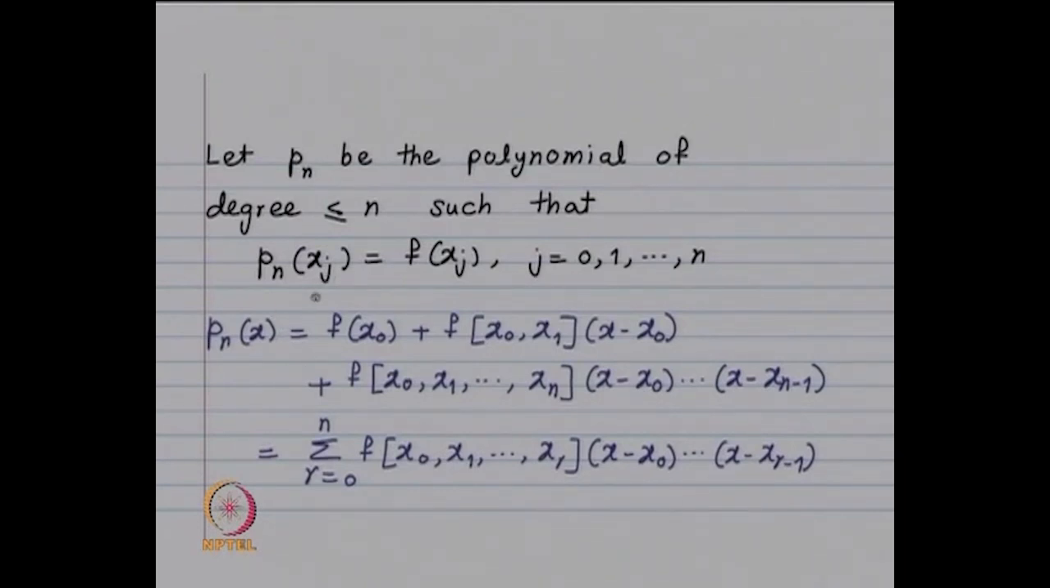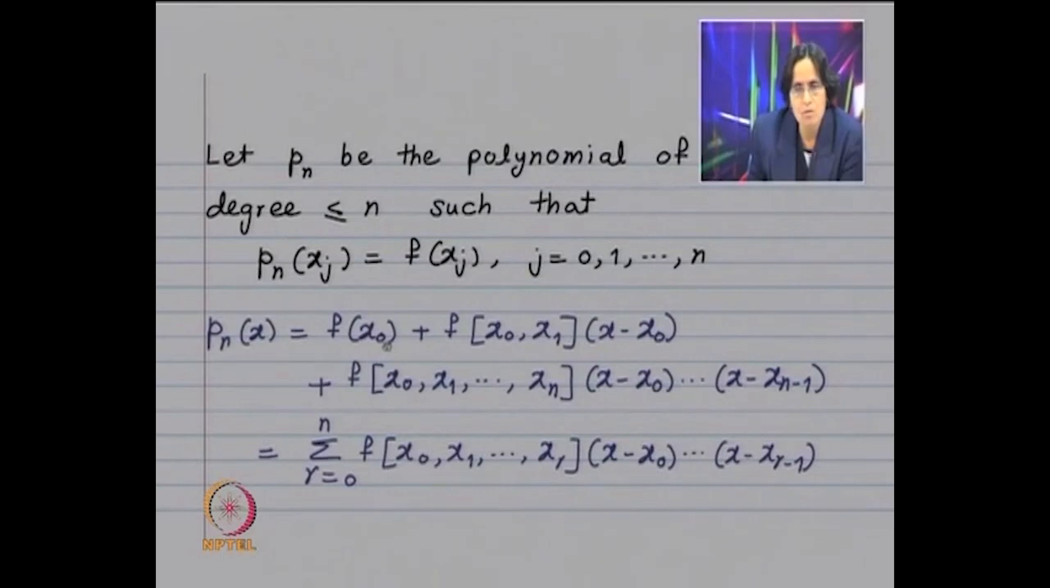Now, in the Newton form, this polynomial is given by the value of f at x 0 plus the divided difference based on x 0 and x 1 into x minus x 0, plus dot dot dot, there will be some more terms, and the last term is going to be the divided difference of f based on x 0, x 1, up to x n, into x minus x 0 up to x minus x n minus 1.